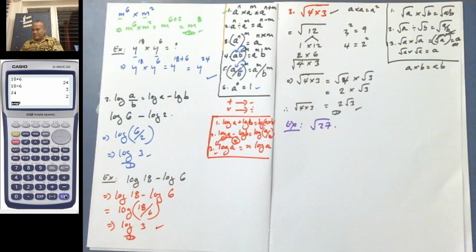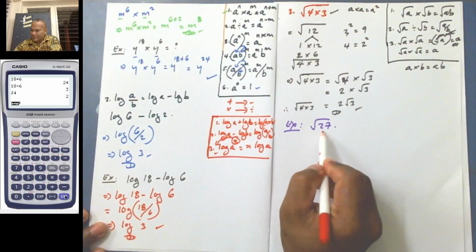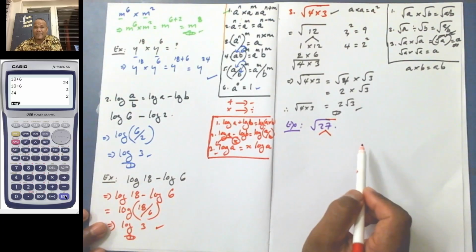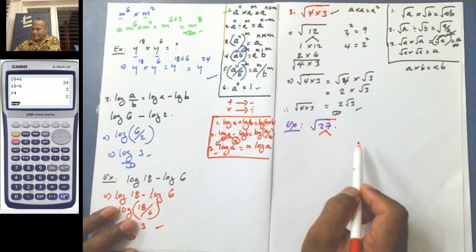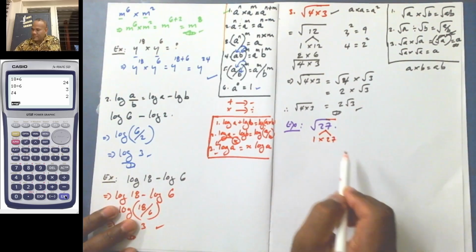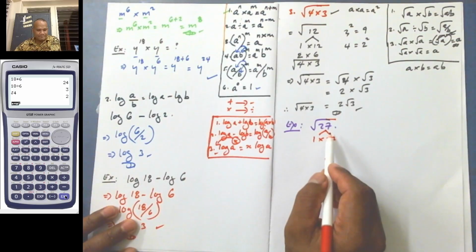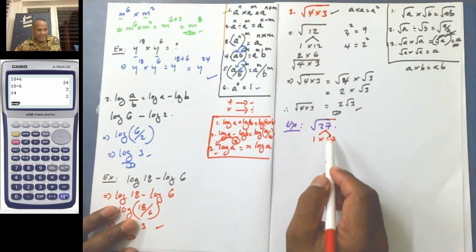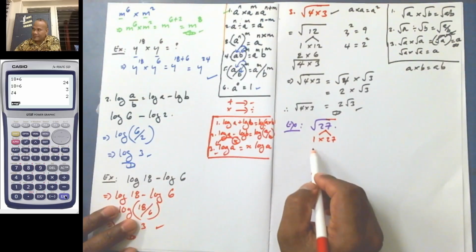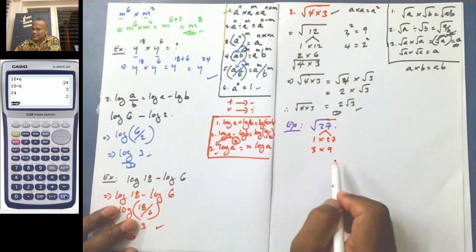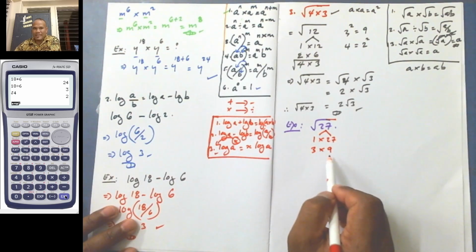Okay, let's try and solve that. The concept is the same. We look at the factors of 27, but we're also looking for a square number. So 1 times 27 is 27. Any other number? Can 2 go into 27? No. Can 3 go into 27? Yes. So 3 times 9 gives you 27. And ask yourself, is there any number between these two that is a square number?